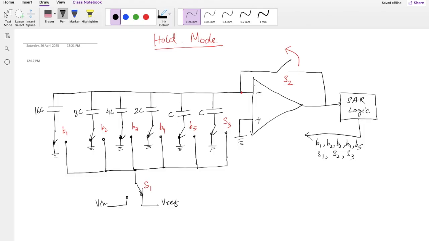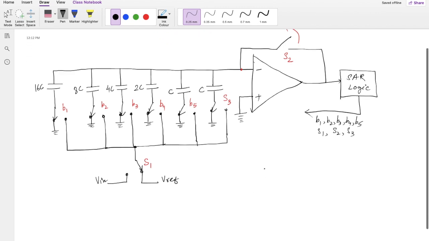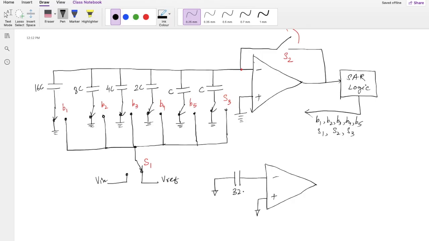In this case, let's see what the circuit looks like. It looks something like this. Now my op-amp is disconnected, or the feedback of this op-amp is disconnected. This is plus, minus. What I have now is again all the 16 capacitors, and this is suddenly connected to the ground. So this is again 32C. The question is, what about this voltage?